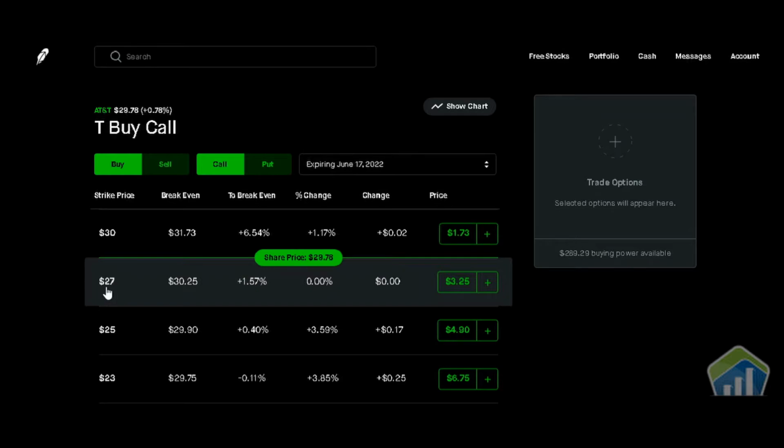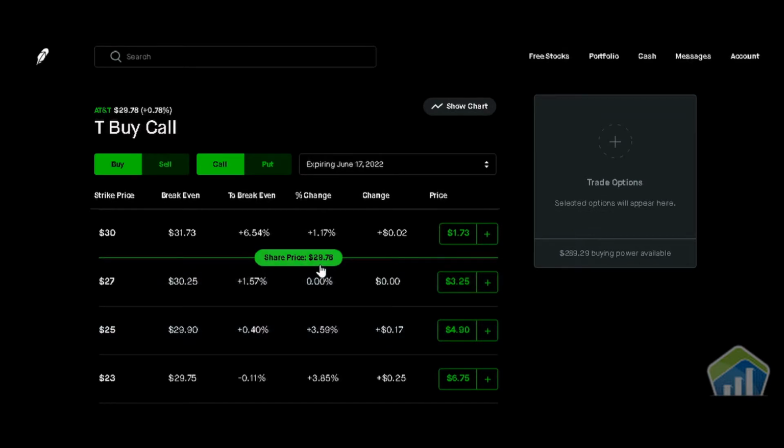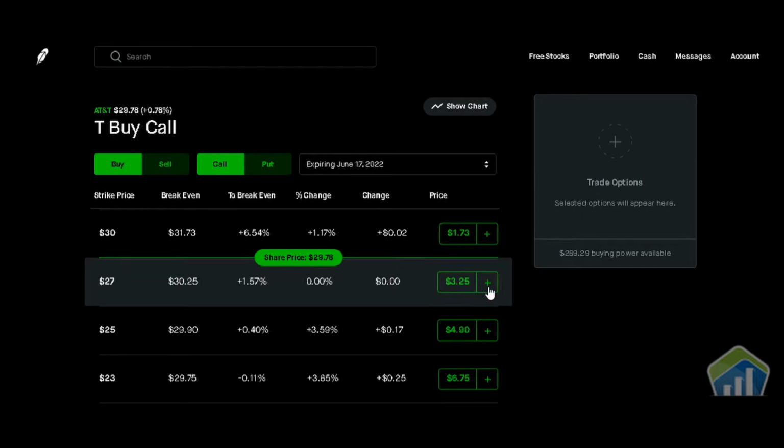So the $27 strike price is what I feel AT&T could possibly drop down to. It's the lowest that I'm willing to purchase AT&T at. Or actually, it may even drop down to 25. It's up to you on where you feel like it could drop to, right? So if I pick the 27 strike price, right now the price is $29.78. We're going to pay $3.25. Remember, this is going to be $3.25 times 100 shares, because one option contract represents 100 shares.